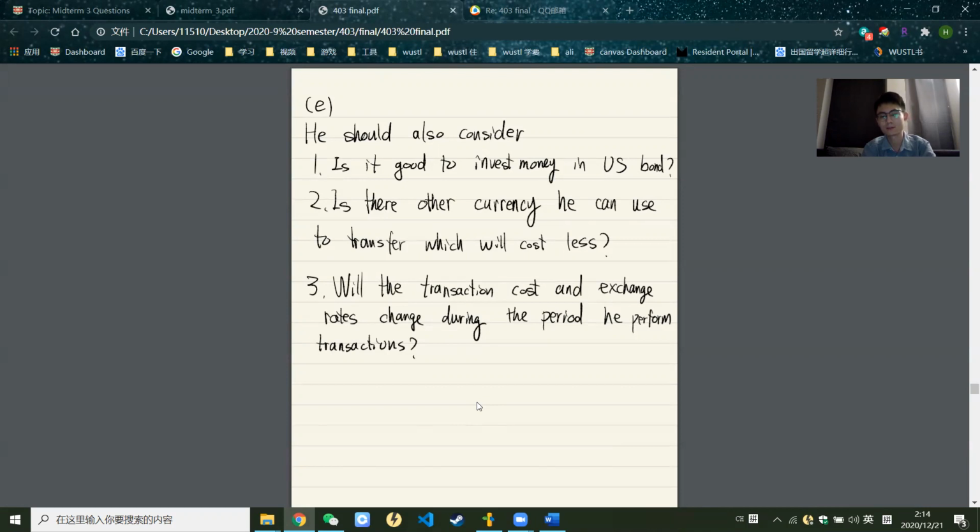And the third problem is that our transaction may last like 4 days or 4 weeks. During this period, will the transaction cost and the exchange rate change? That will affect our decisions, so we should take this into account.